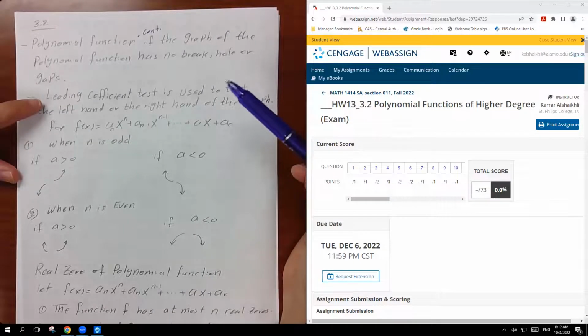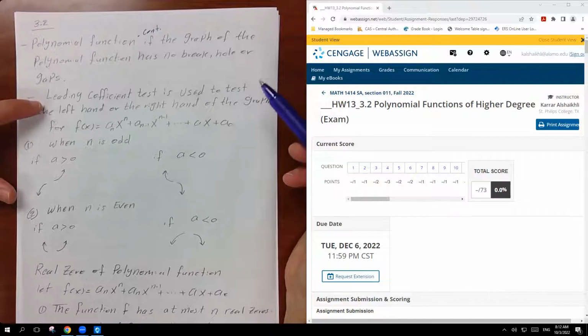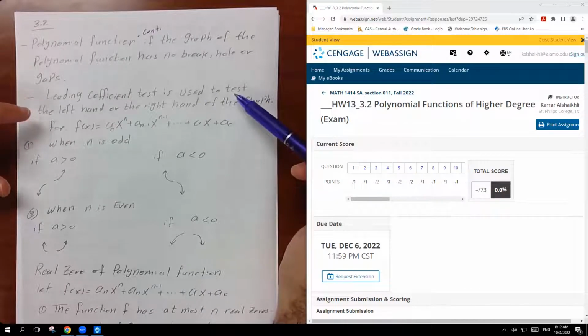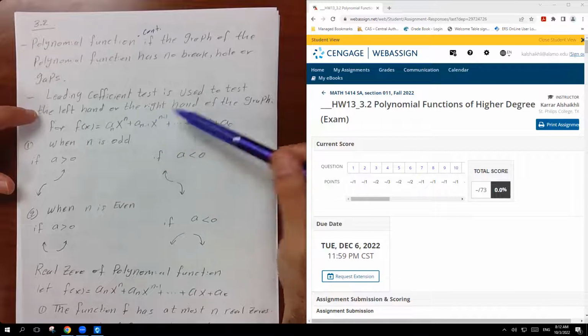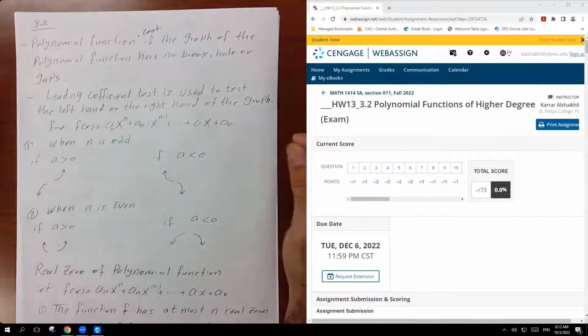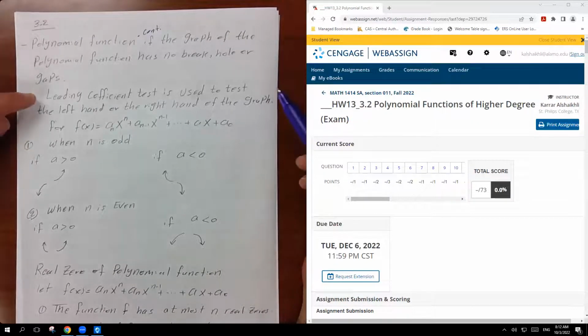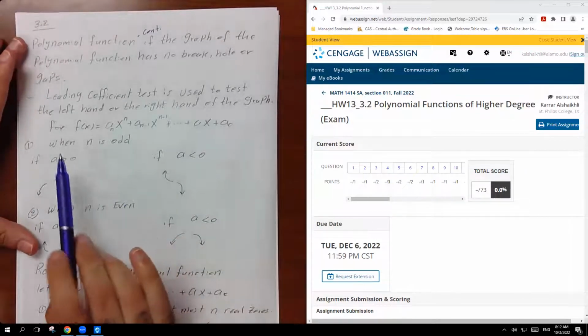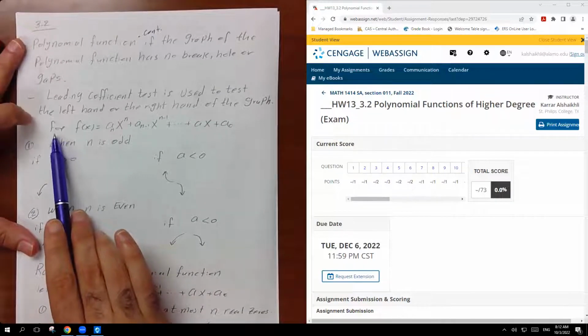Here is the leading coefficient test. This is another note. The leading coefficient test is used to test the left-hand or right-hand behavior of the graph. We always use this test to find the end behavior of the polynomial function, like whether the left side or the right side of the graph is going up or down. Here is the rule.